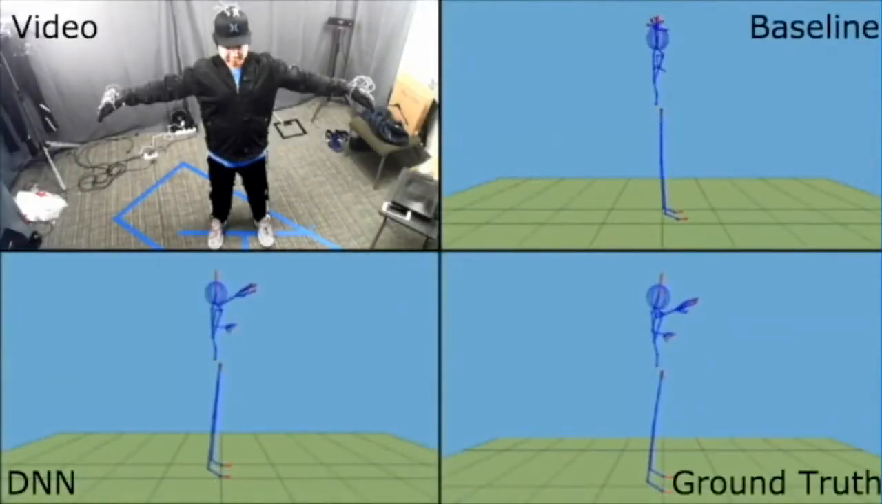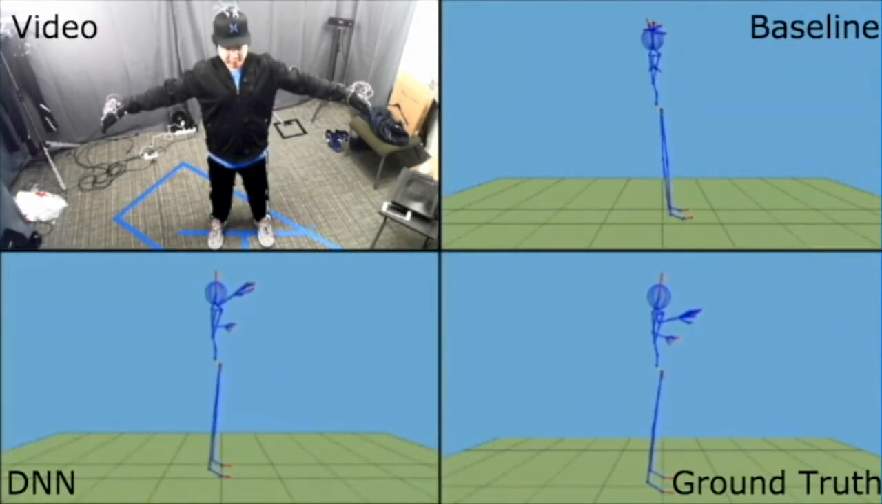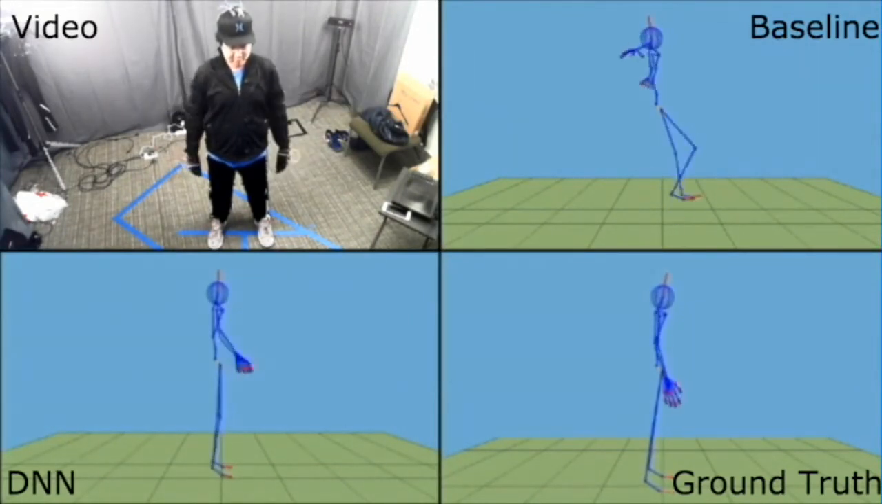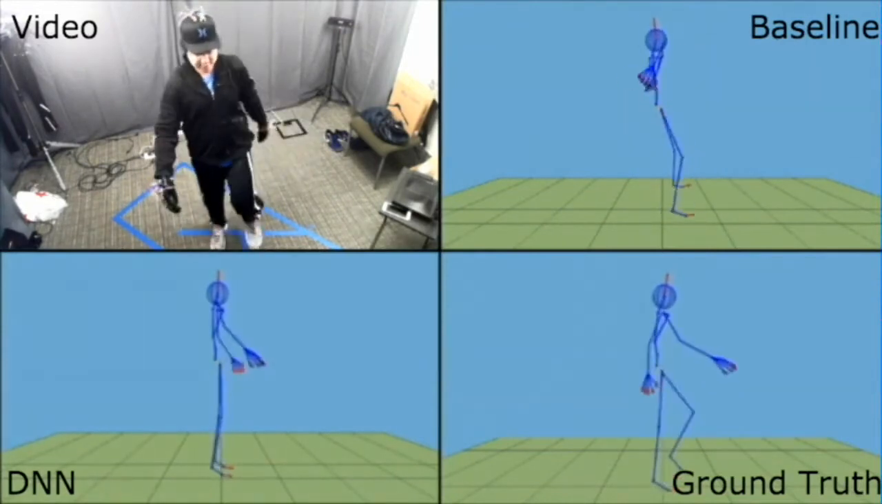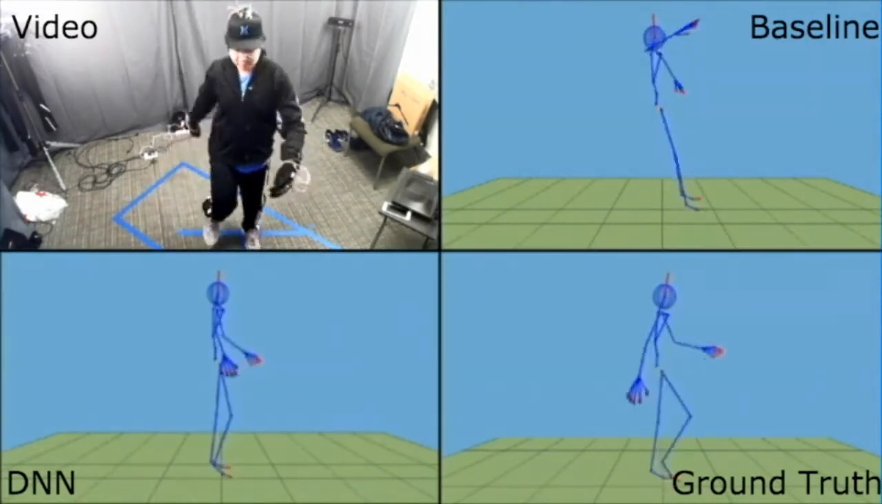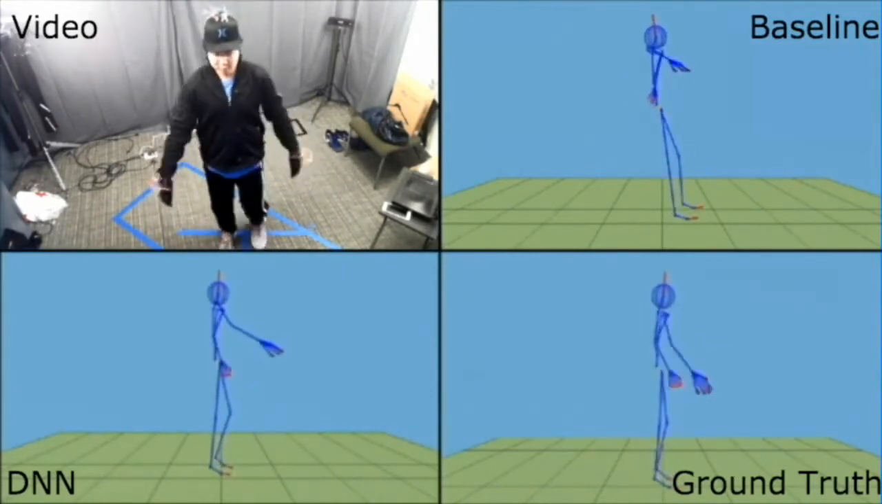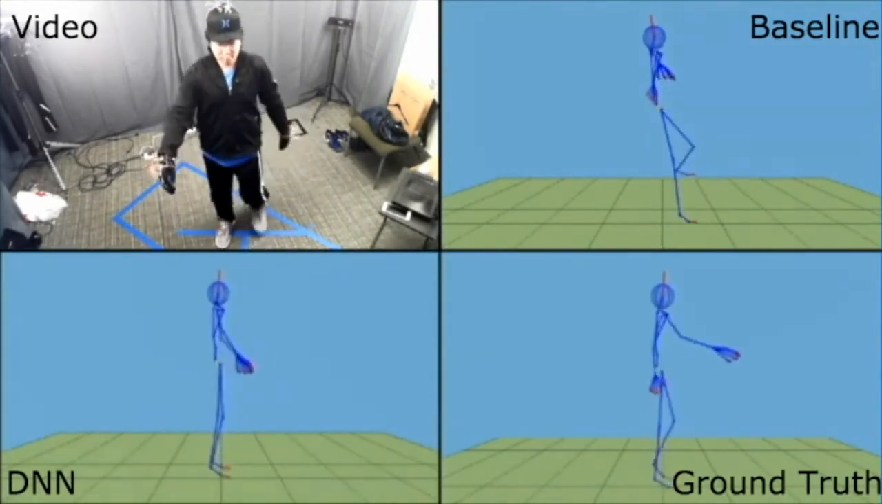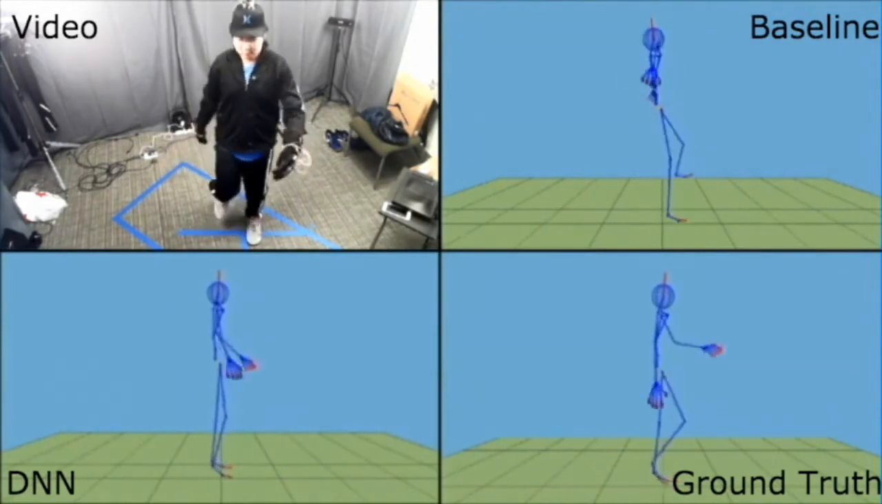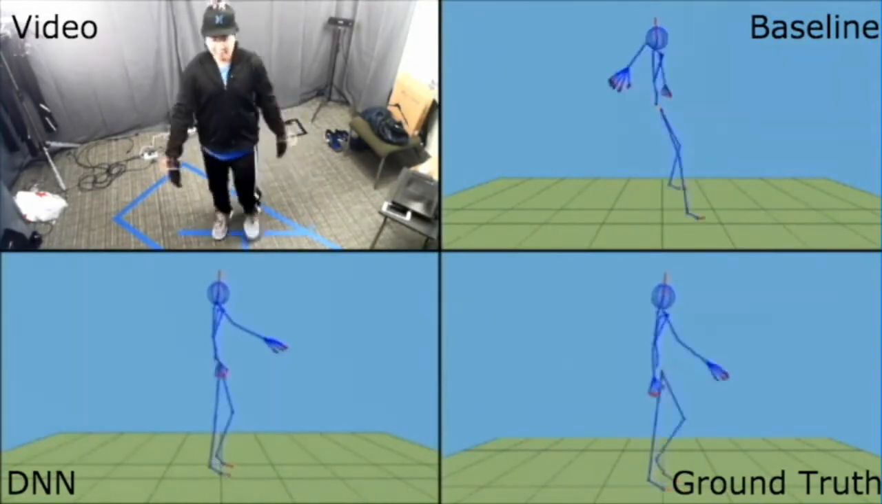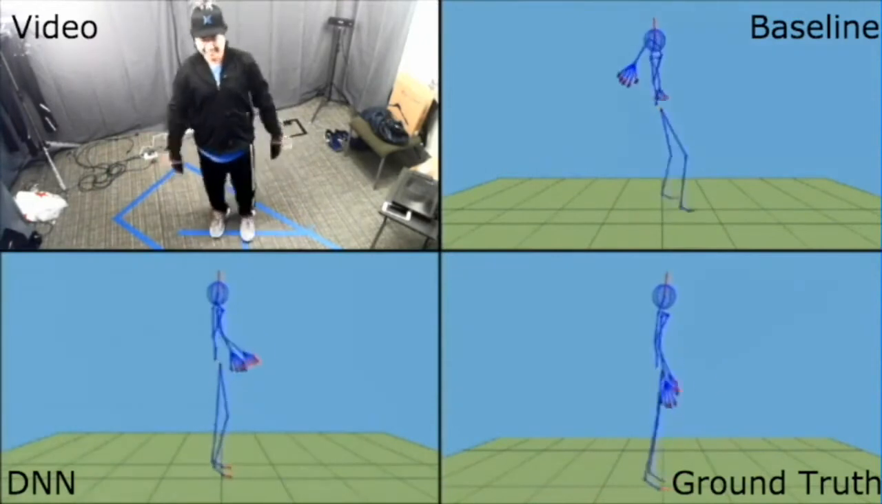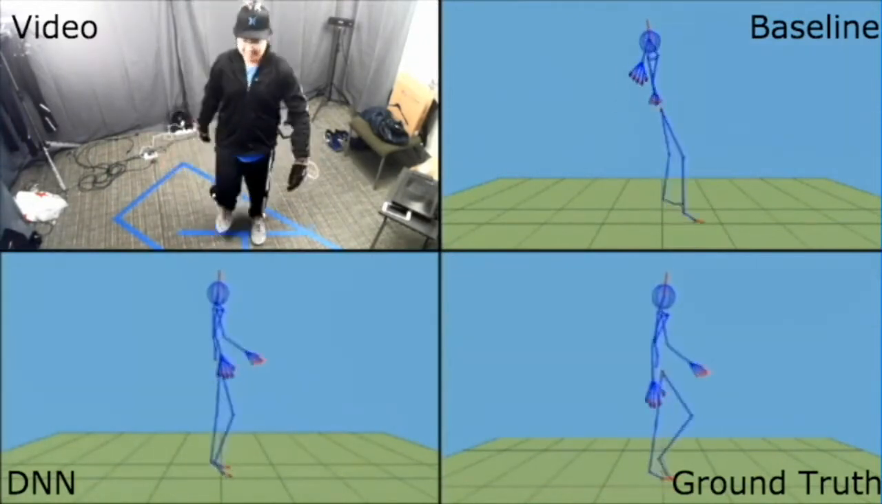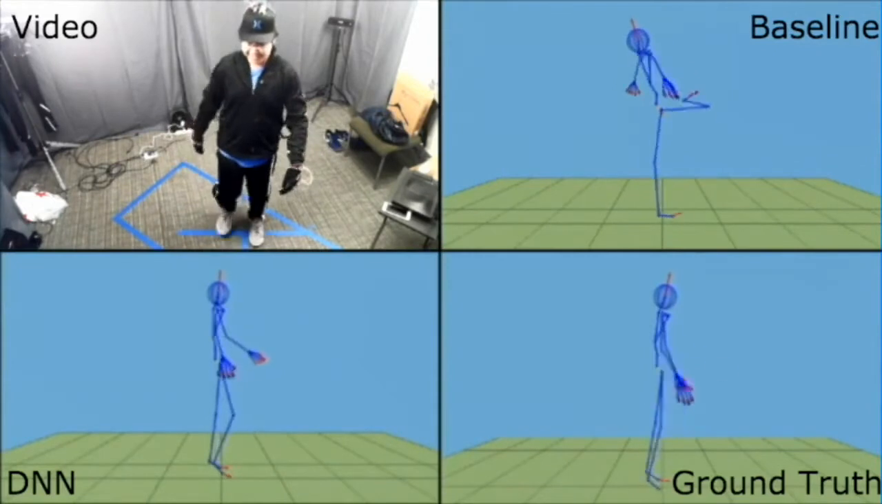The last motion is walking. The subjects need to perform a normal walk. All four limbs are in motion and most of the joint angles are rotating. In the baseline, the legs move ahead of the arms, which contradicts the video. This is because the UDP packets don't arrive in order, and in this case, the different CPUs on the jacket and pants are not well synchronized. However, we can see the DNN tracker can track all four limbs with reasonable accuracy. Pretty good.